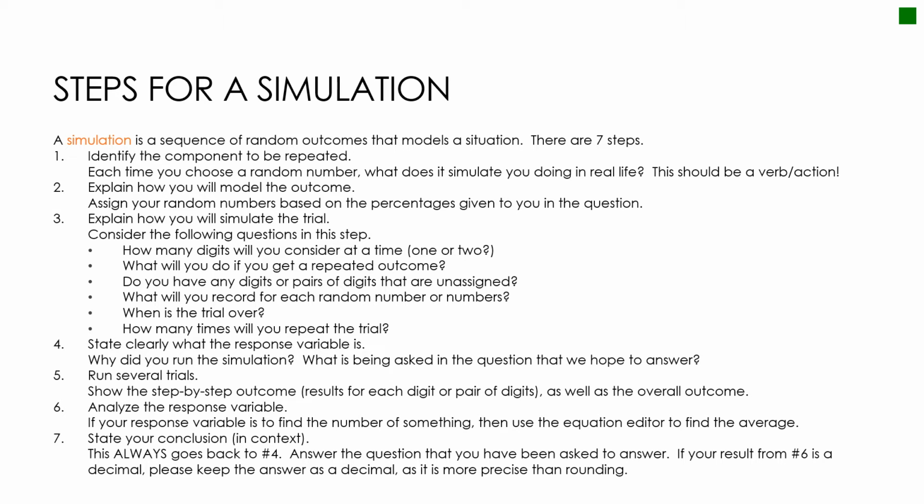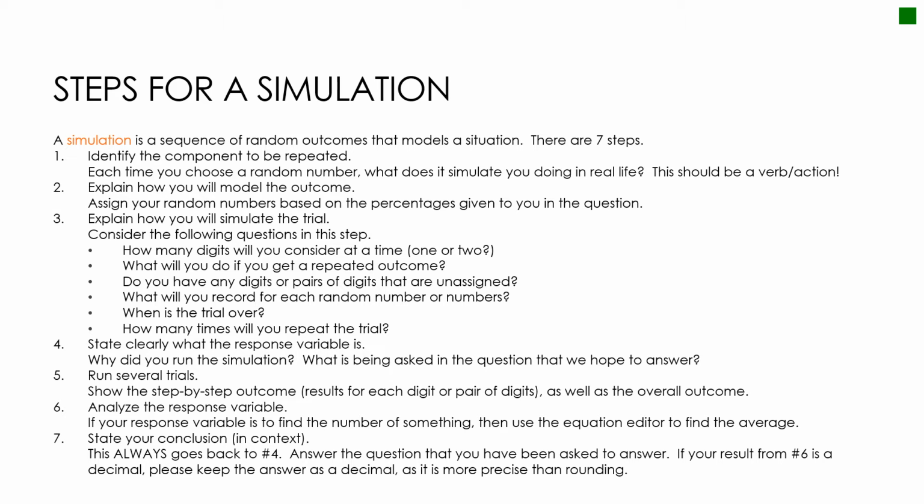When is the trial over? So how do I know when to stop checking CDs, or how do I know when to stop looking at the colors of M&Ms? And then how many times will I repeat the trial? And that last one should be given to you in the question, or you should be able to figure it out based on how many rows of a random number table you are given. So a lot going on in 3, so please make sure that you don't just overlook that one. A lot of people do.